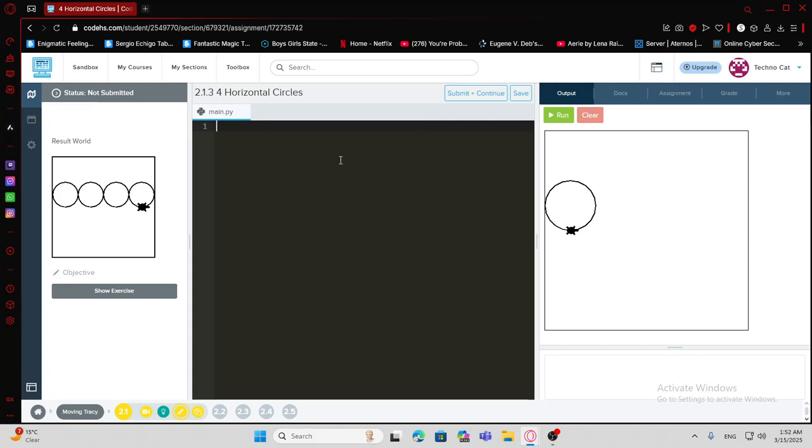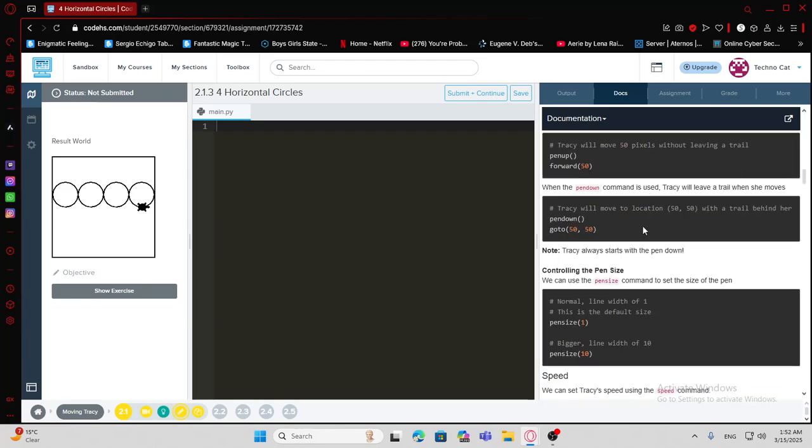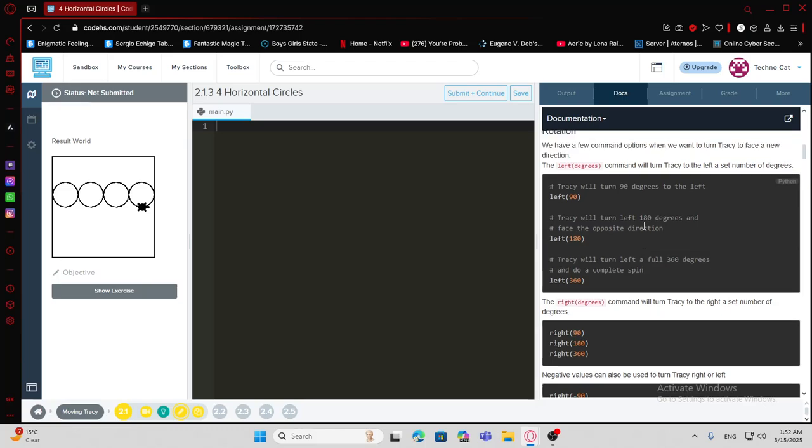Today it's gonna be pretty short. We got this horizontal lines problem, and it's not really hard. It's been a while since we touched on Tracy, but really it's nothing hard. Main thing, as always, documentation is your best friend when dealing with any of this.